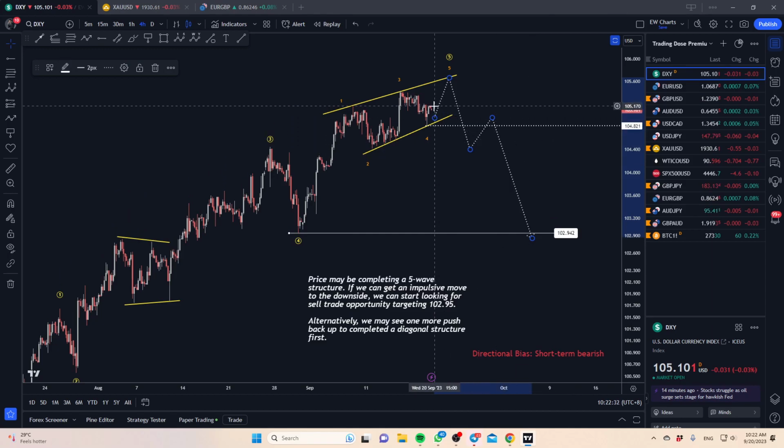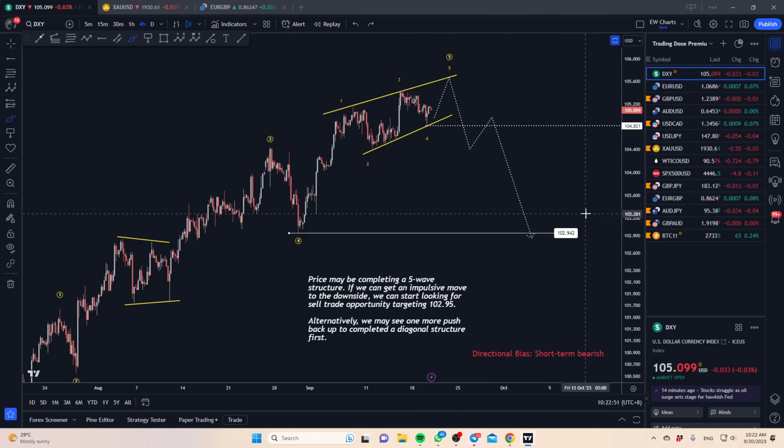Now, alternatively, the market doesn't need to give us another push back up. It can simply be completed with this and an impulsive drop. So what you want to look out for is this significant low around 104.80. If you can get a break impulsively, then that will open up more downside with the same target at 102.95. So in the short term, we are looking at potentially bearishness on the dollar itself. And of course, if we translate that to some of the major pairs, we do have some opportunities lined up today.